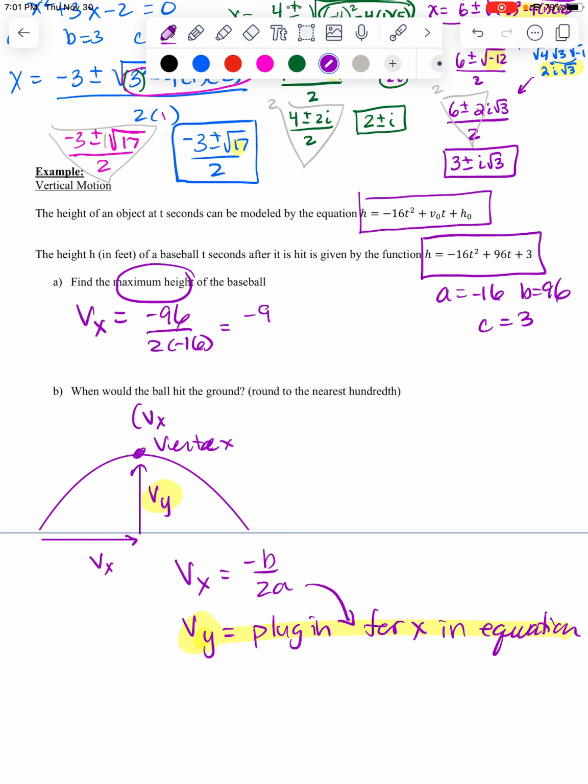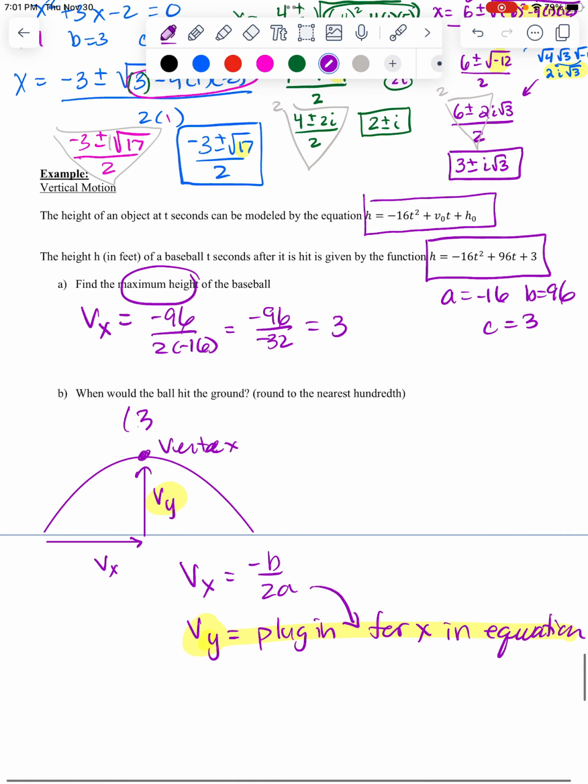Keeping in mind, I want to divide by this whole thing, so that's a 32 on the bottom. The negatives cancel, and I get 3. So the x part of the vertex is 3, which is just telling you that after 3 seconds, it is hitting its highest point. That's not actually what it's asking. It doesn't say when does it happen. It actually is like find that height, which is going to be the v sub y.